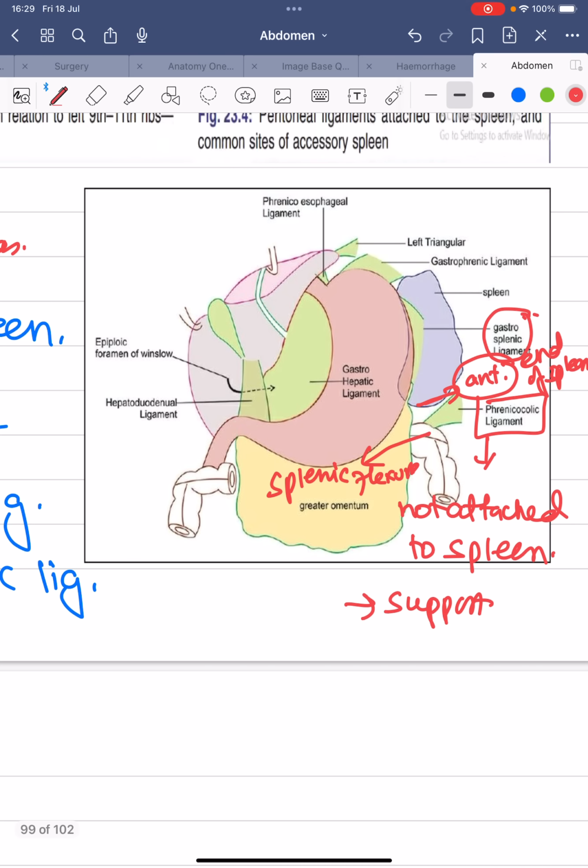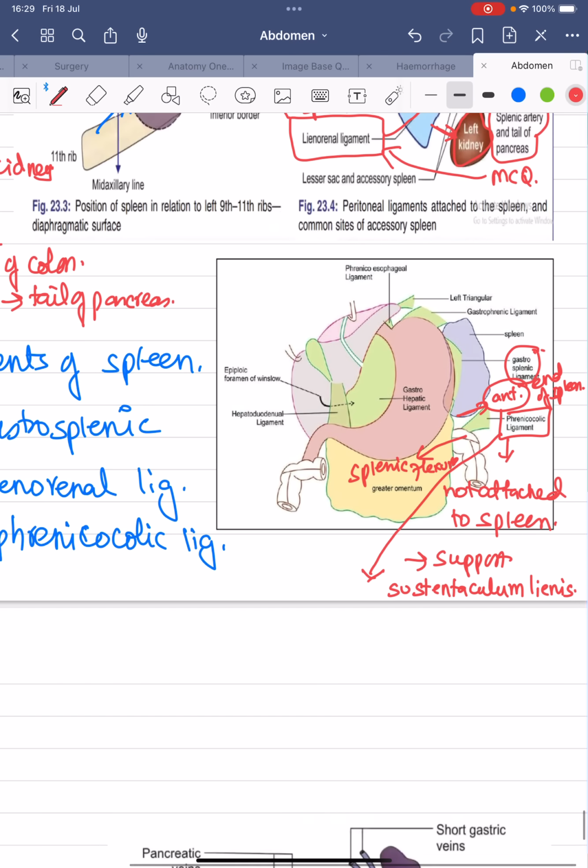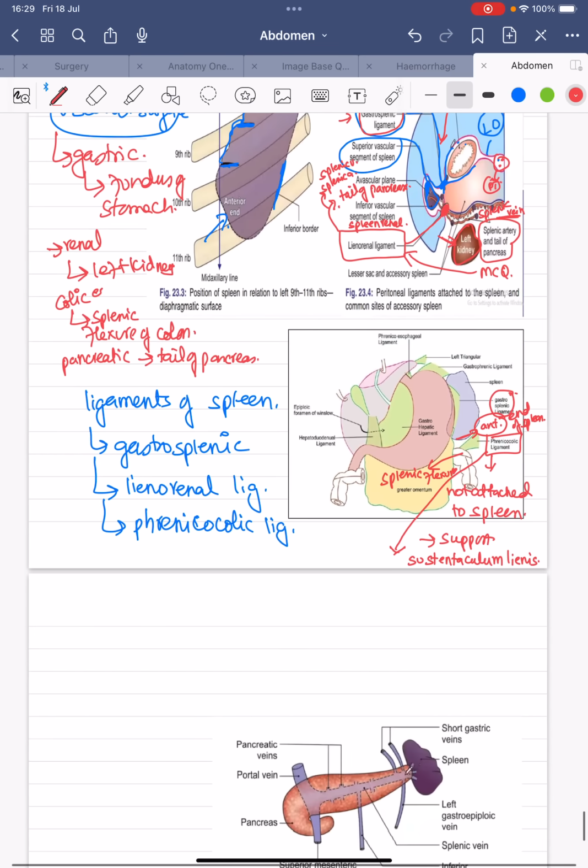It is also known as what? Sustentaculum lienis. Clear to everyone? So these are the ligaments of the spleen.